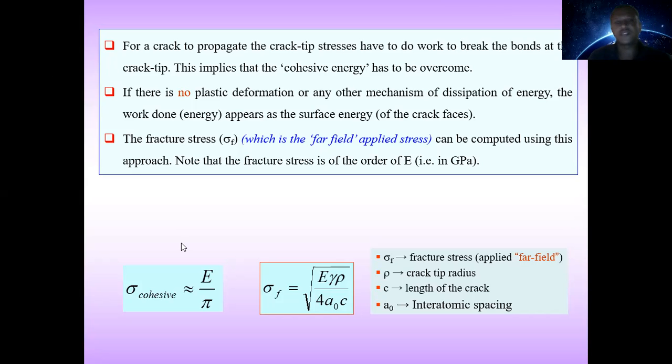So the fracture stress sigma F, which is the far field applied stress, can be computed using this approach. Sigma cohesive is equal to E over pi, and sigma F is equal to the square root of E gamma rho over 4 a naught C. Here C is the length of the crack, a naught is the interatomic spacing, or the distance between the centers of atoms, E is the Young's modulus of the material, and rho is the radius of the crack tip.